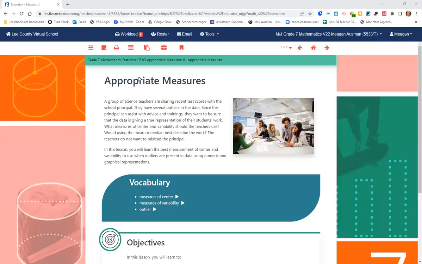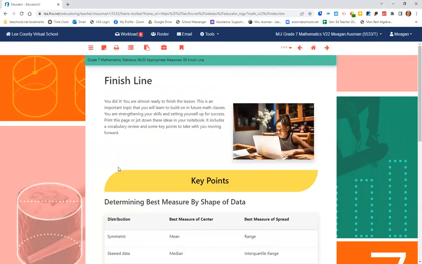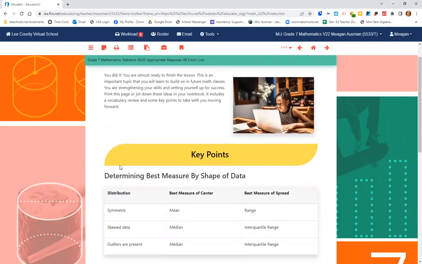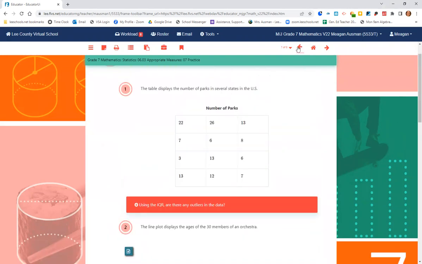All right, we are moving right along. We only have a couple lessons left in seventh grade math. So let's move on with appropriate measures. We are going to move to the end and look up our three vocabulary words, which they don't have here. This is the first time we don't have vocabulary words at the end. So let's go back.